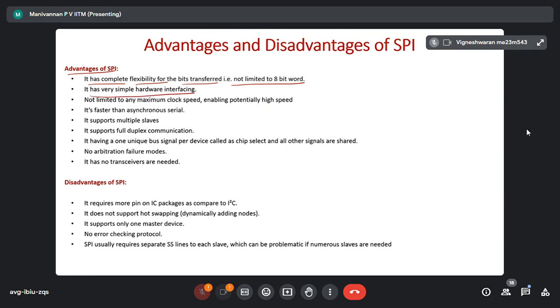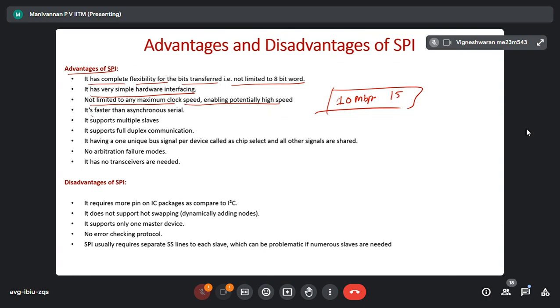It is very simple hardware interfacing. It has only 4 wires. Correct. MISO, MOSI, then clock, synchronous clock, and chip select and ground. Not limited to any maximum speed. Correct. As I told you, it can be 10 megabits, 15, 20, depending upon the CPU. Depending on particular design hardware, it can vary.